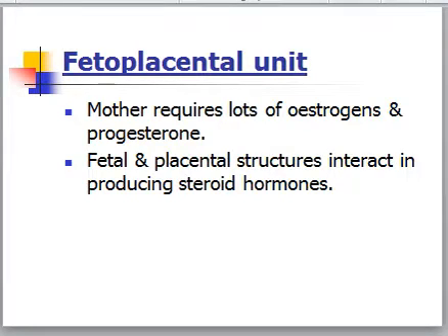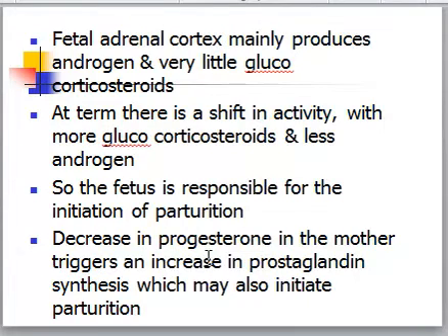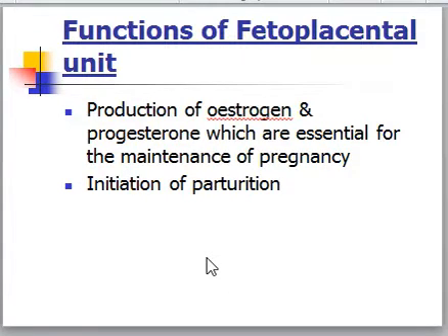In the fetoplacental unit, the mother requires a lot of estrogen plus progesterone. The fetal and placental structures interact in producing the steroid hormones. So here there is a cycle. How are progesterone and estrogen going to make the cycle? And what is the main function of the fetoplacental unit? Production of estrogen and progesterone, which are essential for the maintenance of the pregnancy and initiation of parturition. I hope you understand the fetoplacental unit.